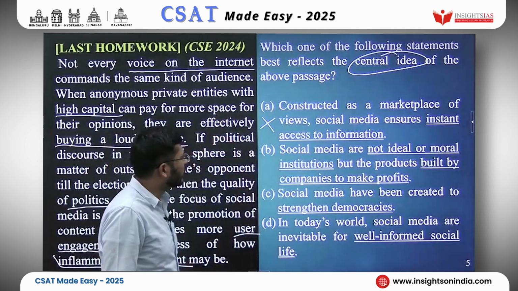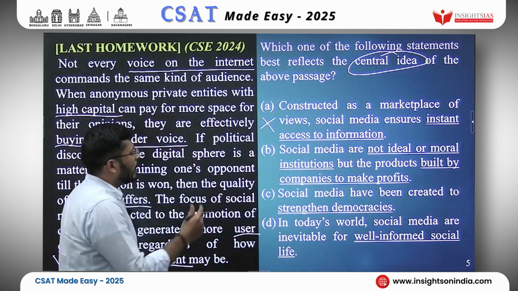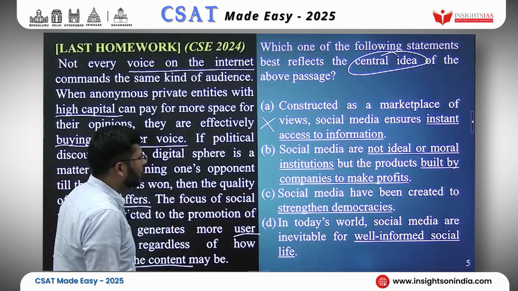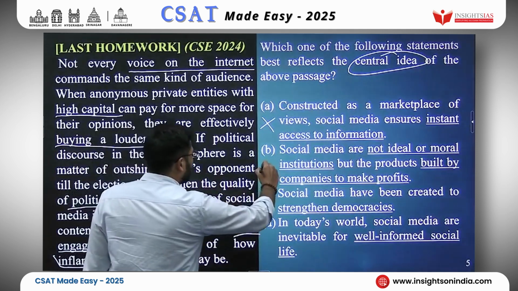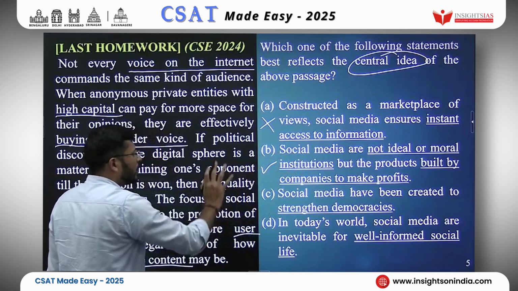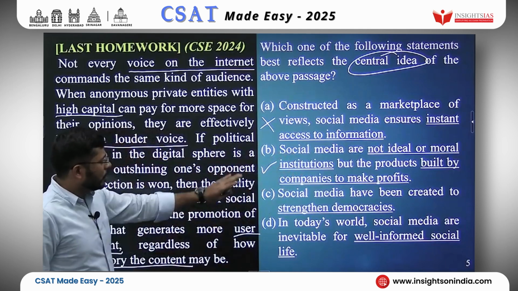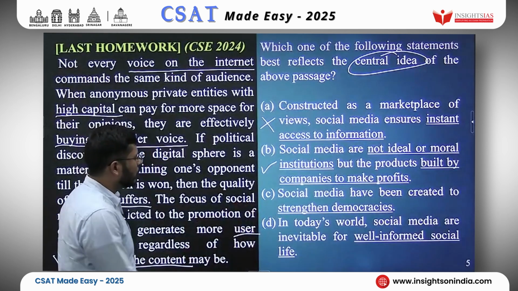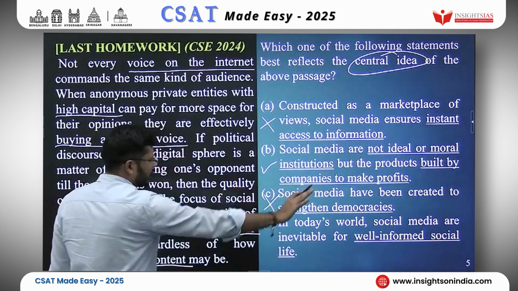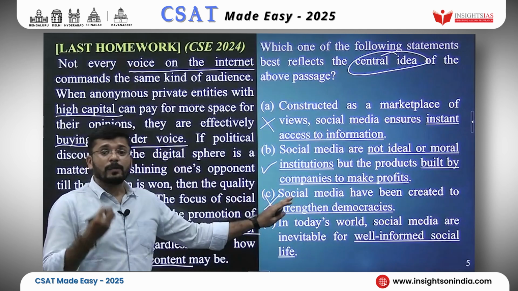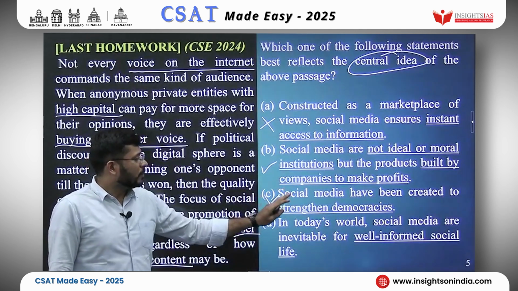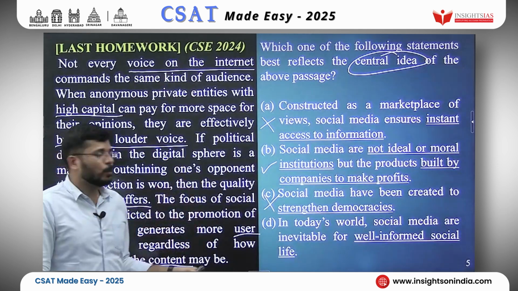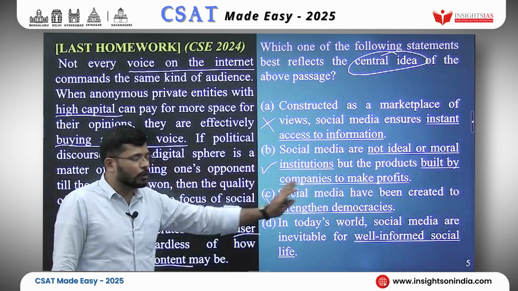Okay, let's look at the second option. Social media are not ideal or moral institutions, but the products built by the companies to make profits. Yes, this is talking disapprovingly about social media. We will keep this one as an option. However, we will look at the other two options also. Social media have been created to strengthen democracies. We will reject this entirely. This is talking very much approvingly about social media, however this passage tells that social media can create bias in the political sphere. So we will reject this option.